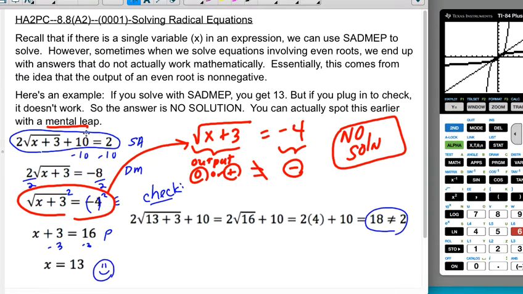So you can either solve the entire problem down to the 13, check it, and say, wait a second, I get a false equivalency. I get 18 equals 2, and that's not true. So there's no solution. Or there's a chance you'll be able to spot it earlier.